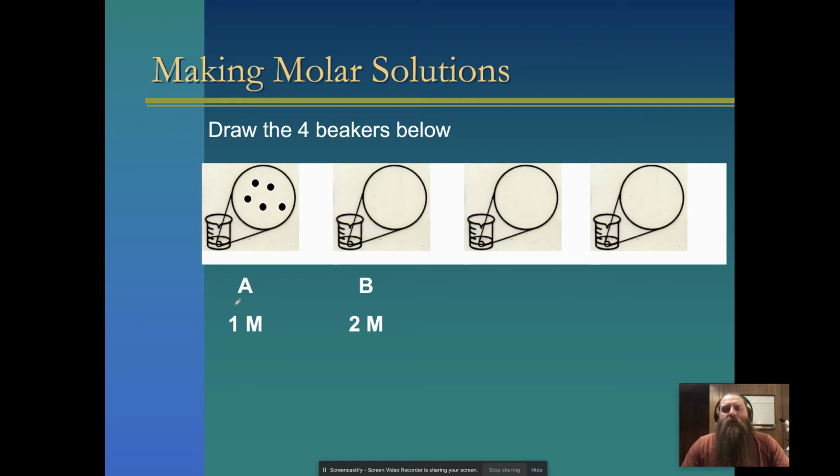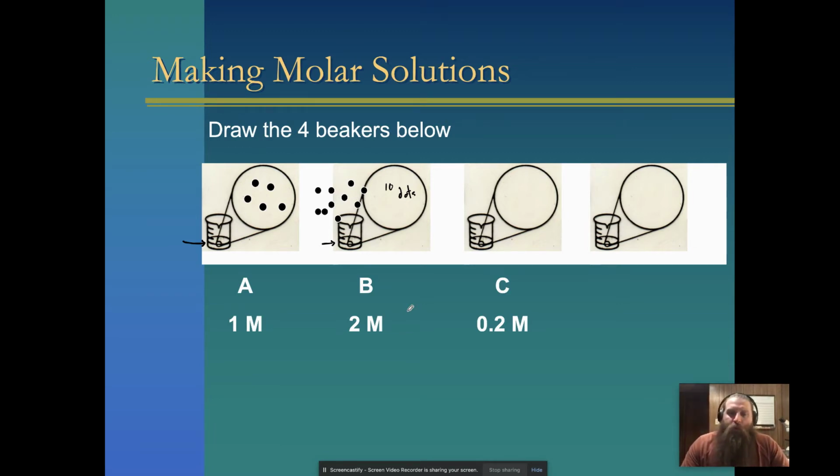Now, in beaker B, we want it to be 2 molar. So how many dots would I need in order to double the concentration? Hopefully this is pretty obvious, right? If we have 5 dots in the first one, and we notice that the level of solution has not changed, how many dots would I need now? When we had 5, we had 1 molar. So 2 molar is obviously 10 dots.